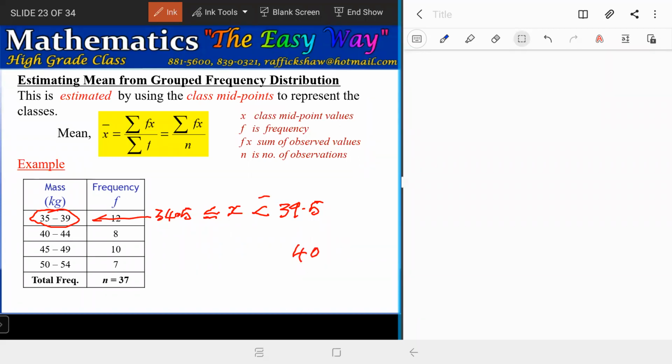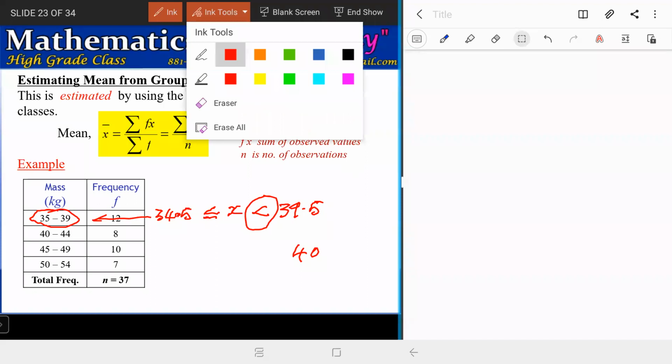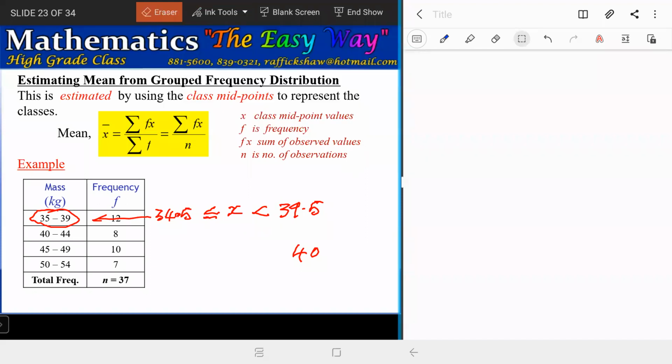That's how we say less than. It has to be less than 39.5. Because if you put 39.5, it doesn't fit in that first group. That first group you want to stop at 39 to the nearest whole number. So therefore, the 39.5 is what starts the next group.